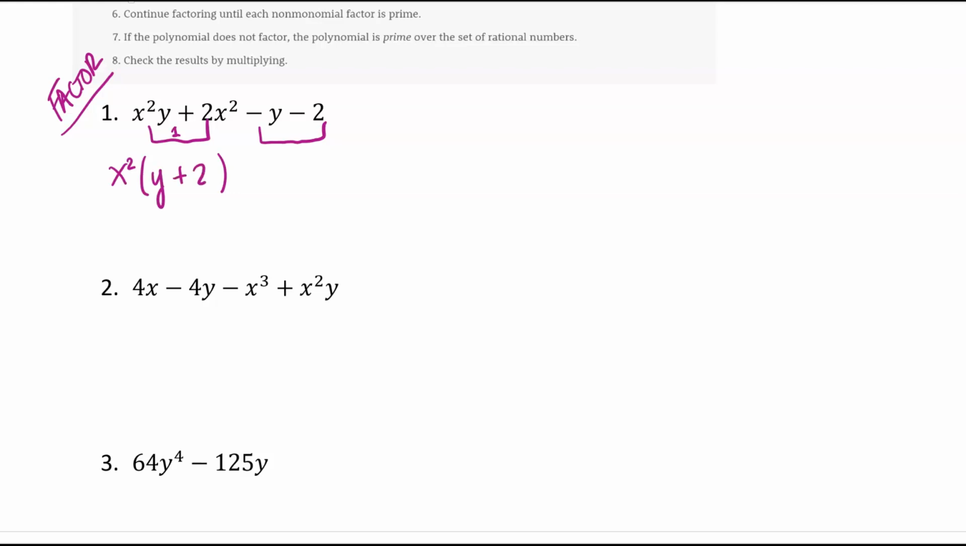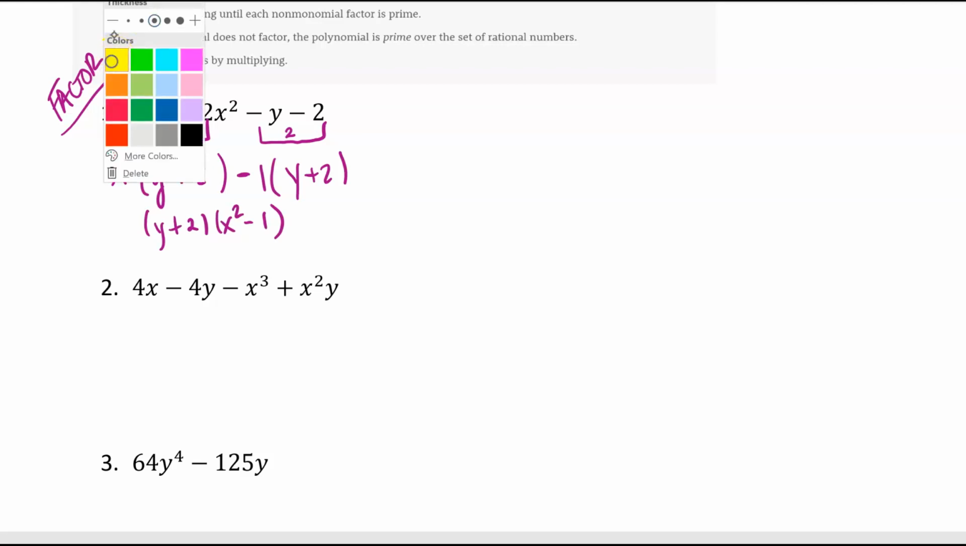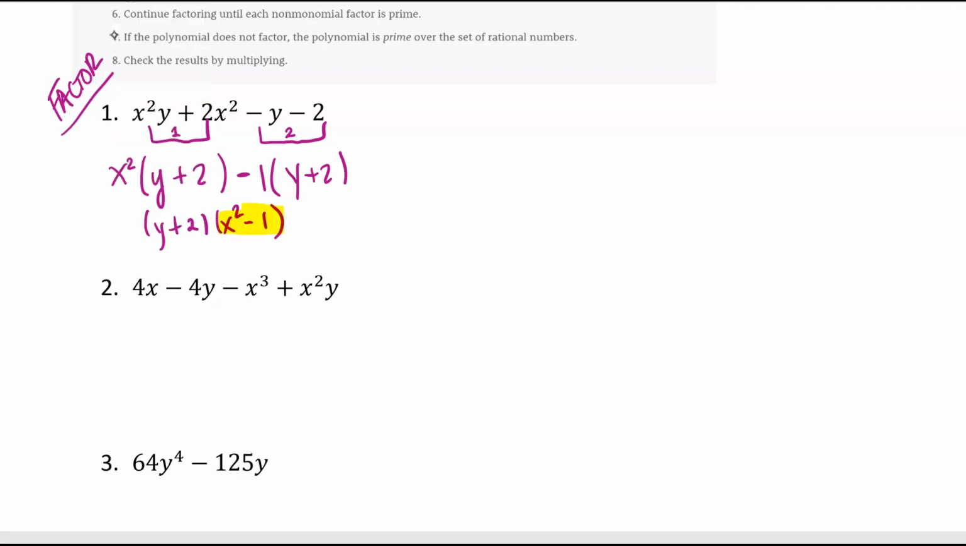Y plus 2. And group 2, we can factor out a negative 1 and we'll get y plus 2 again. Therefore, you have y plus 2 times x squared minus 1. Now, the issue here is that we have not factored completely, because did you notice that that was a difference of squares? So y plus 2 times x plus 1 times x minus 1 is the final answer.